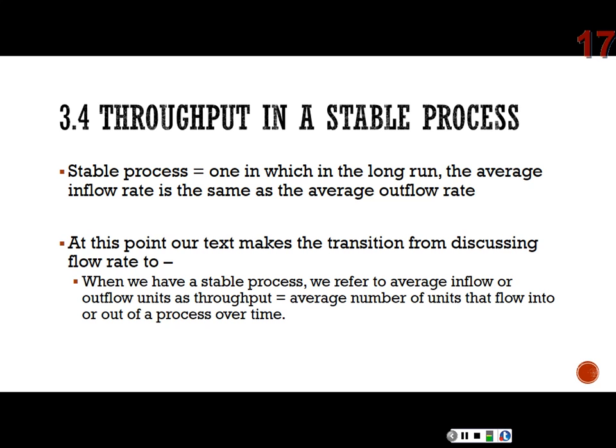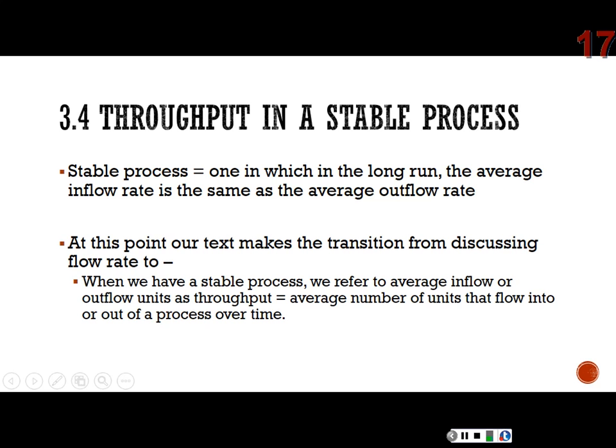So at this point, our text makes this transition from discussing flow rate to when we have a stable process, we refer to average inflow or outflow units as throughput, okay? And so it's the average number of units that flow into or out of a process over time. So they kind of transition. Before you know you have a stable process, they talk about flow rate, right? And then after you say, yep, we've got a stable process, we transition the terminology to throughput.